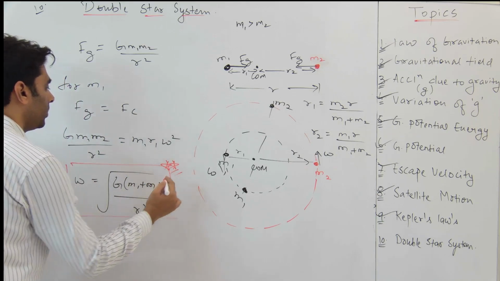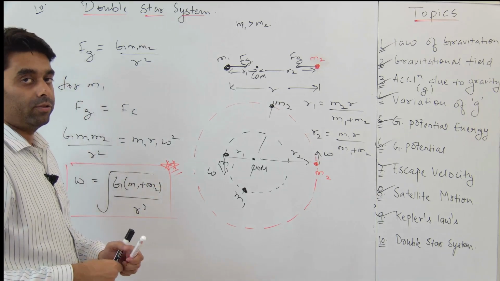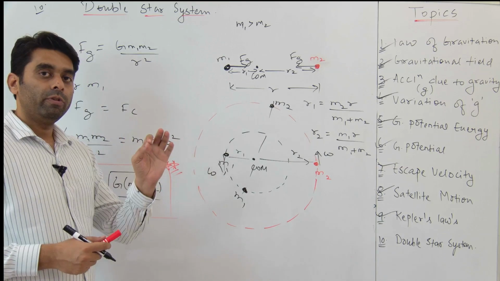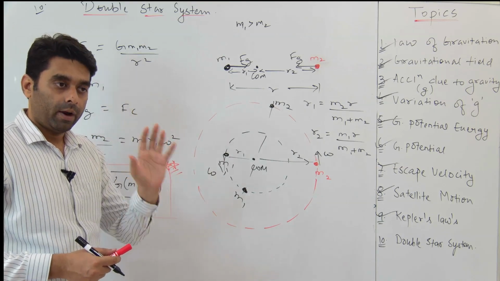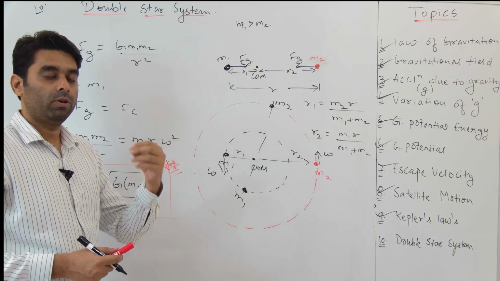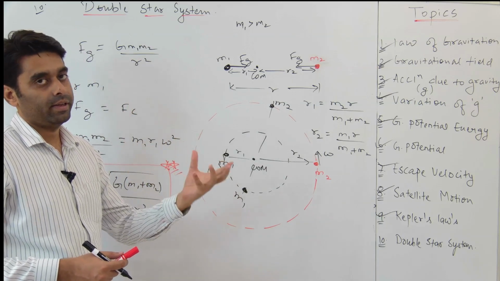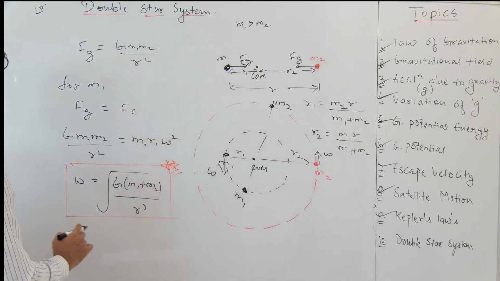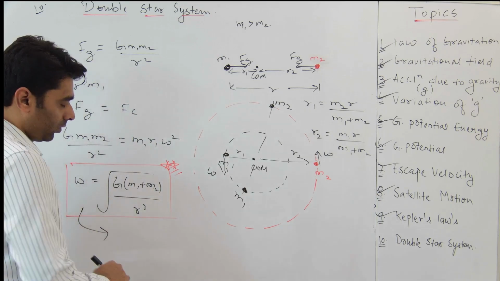This is the angular velocity of both the planets or both the stars, and they will be moving with the same angular speed and same time period. Their angular velocity will be the same, and their time period will also be the same. Fine. And this will be the magnitude of your omega. I hope this is okay, right?